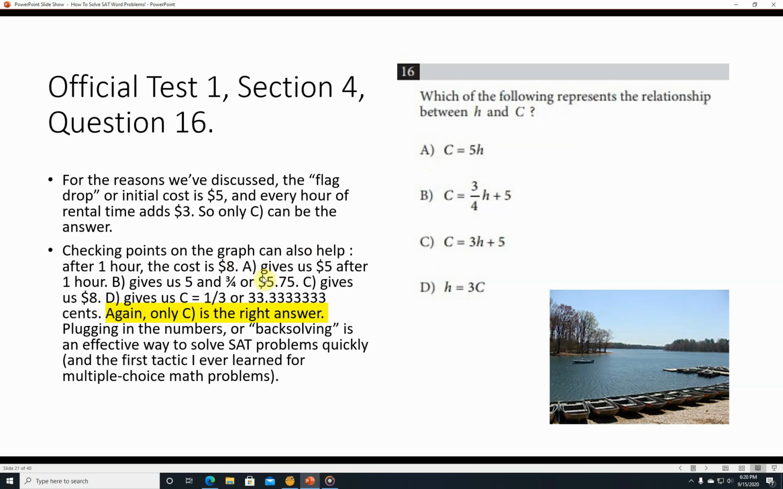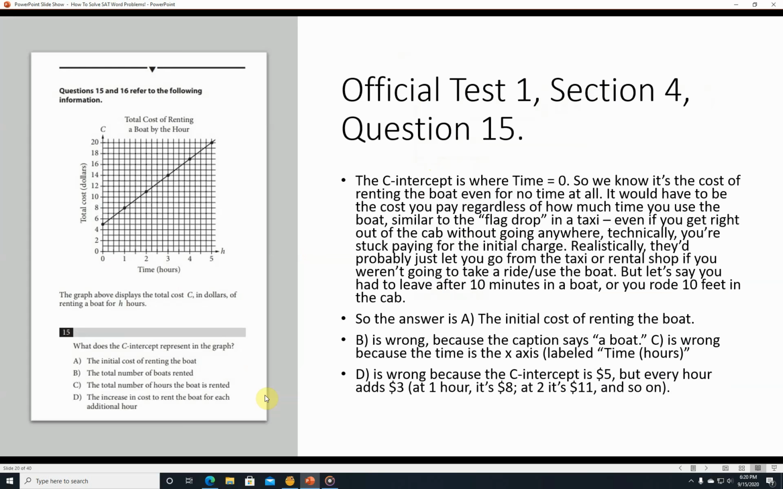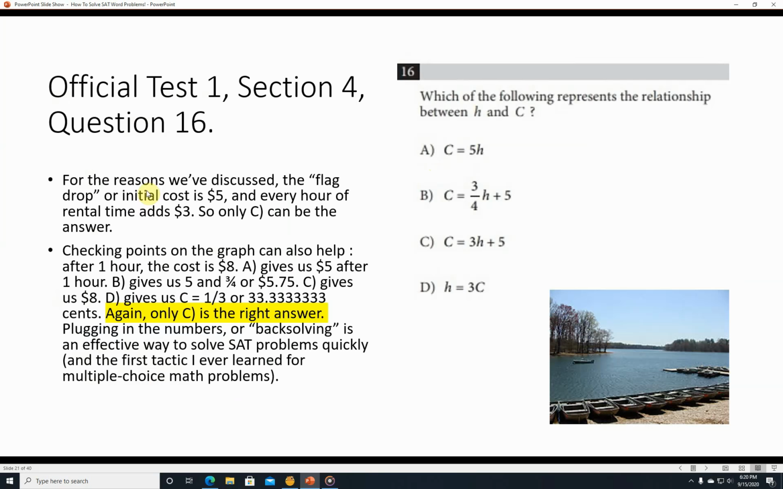Checking points on the graph can also help. As we saw before, after 1 hour it's $8, after 2 hours it's $11. So that doesn't work. B gives us 5 3/4 after 1 hour, so that doesn't work. That'd be $5.75. C gives us $8, which is the right answer. And D gives us CH equals 3C, so then C would have to be 1/3 H. That would mean you're renting it for 33 1/3 cents per hour, which would be a really nice price, but I don't think they're going to rent you a boat for that much, and that's certainly not what the graph shows.